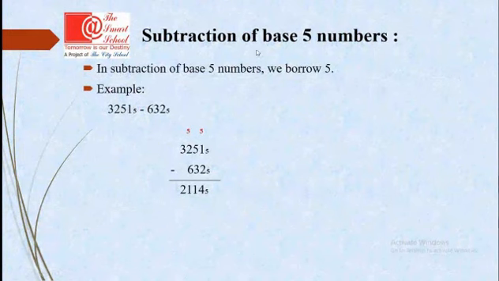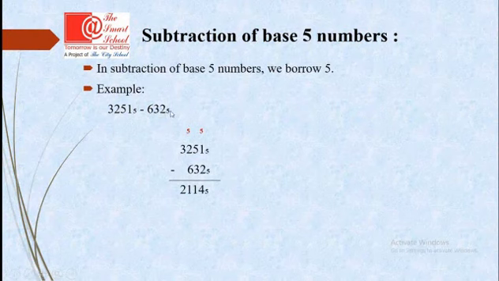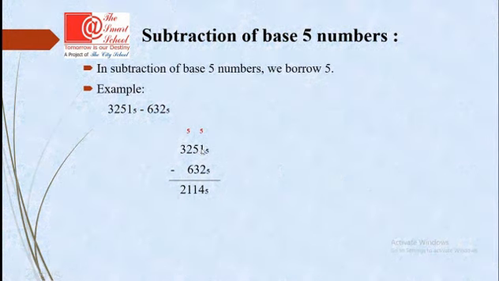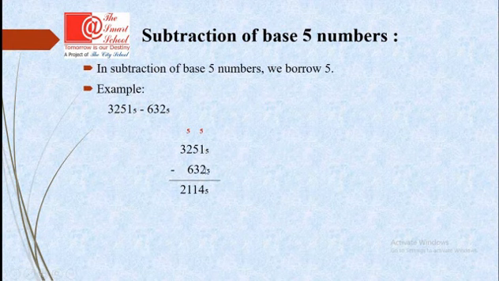Now subtraction of base 5 numbers. In subtraction of base 5 numbers, we borrow 5. So the example is 3251 base 5 minus 632 base 5. Here we have to subtract 2 from 1, which is not possible, so we have to borrow. So it will come 5 here. So 5 plus 1 is 6 and 6 minus 2 is 4.